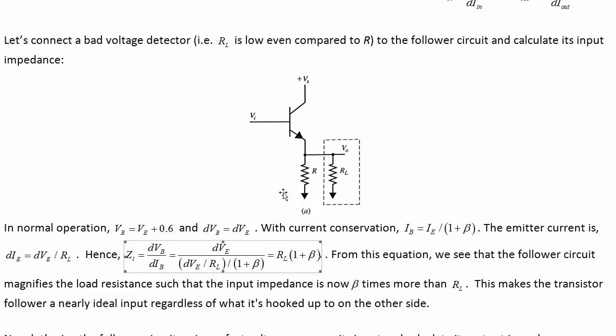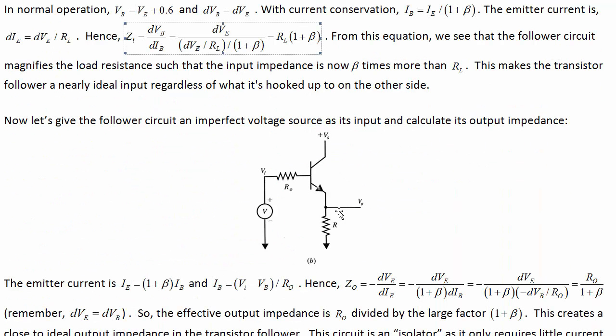Since beta is large, it looks like the input impedance is quite high. So it basically takes what's going on the output side and magnifies it by beta when you look at it from the input side. So because of a small base voltage and current, small base current meaning a big emitter current, we end up having an effectively much higher input impedance by hooking up this follower circuit.